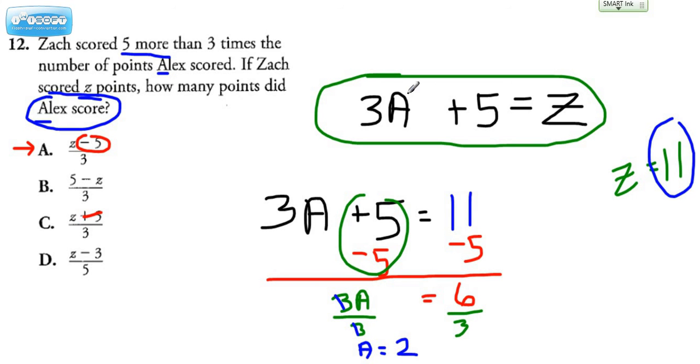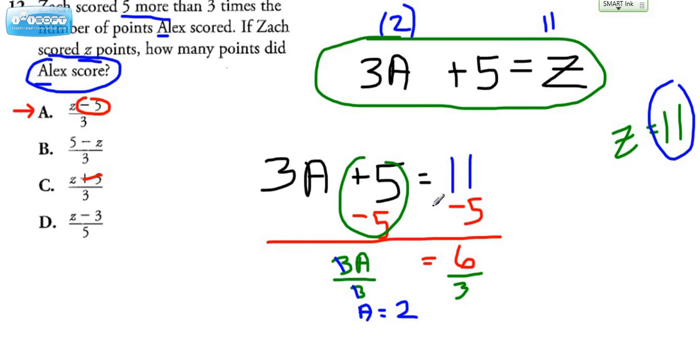So if we put in our hypothetical value, which here is 11 for Zach and here is 2 for Alex, let's see if this makes sense. We're assuming that Alex scored 2 points. Zach scored 5 more than 3 times, 3 times 2, and that would give us the 11. So that works.